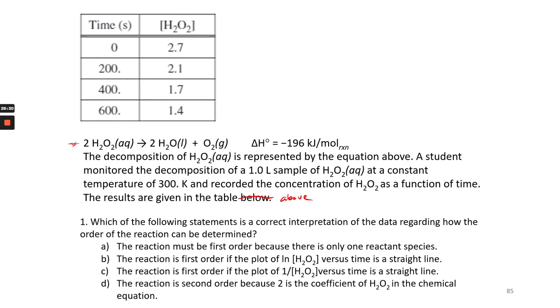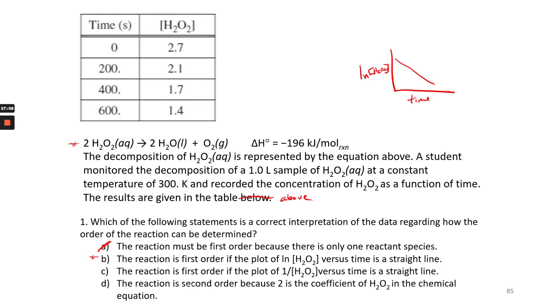So A says the reaction must be first order because there's only one reactant. No. Okay, first of all, if you look at it, you have 2 reactants. You have 2 hydrogen peroxides. The reaction is first order if a plot of the log of the concentration of hydrogen peroxide versus time is a straight line. So if you plot this versus time, and you get a straight line, then the reaction is first order. So this one could be true.